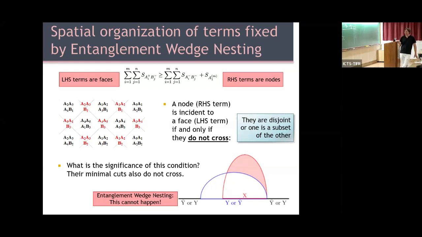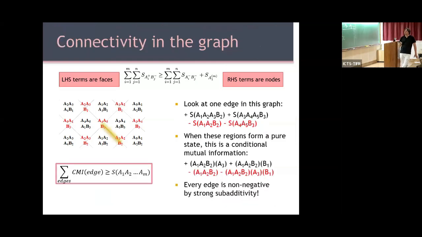But to talk about this, I have to say some x is part of some y, and then I can exclude this scenario. So the premise for the assumption in the entanglement wedge nesting theorem is exactly the condition where I put a vertex next to a given face. Does that make sense? Okay.